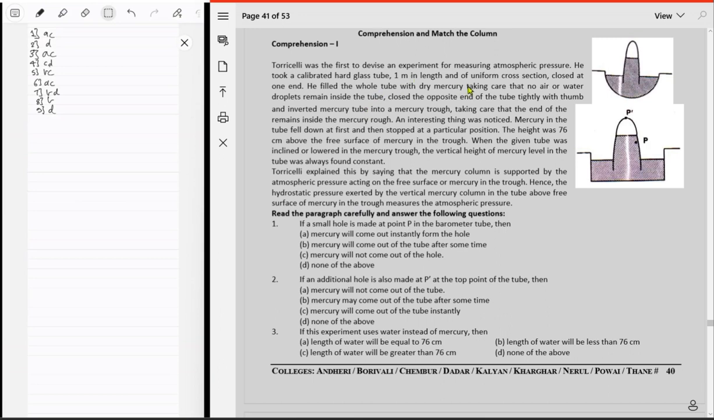Except that you have 1 meter length for this tube. Whatever. If a small hole is made at point P in the barometer tube, then mercury will come out instantly from the hole. I mean, this is P naught outside and this is a lower pressure, isn't it? Because this is 0 here. We assume it's 0, it's Torricelli's vacuum.